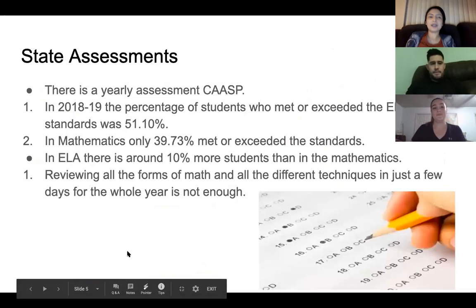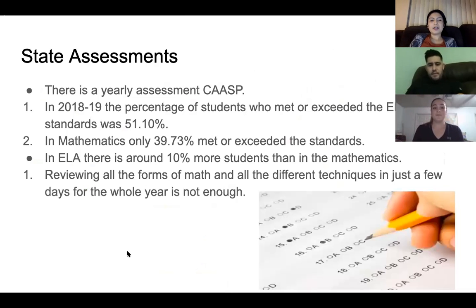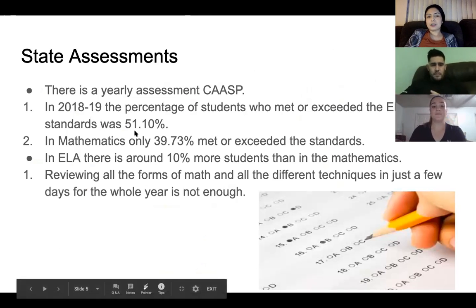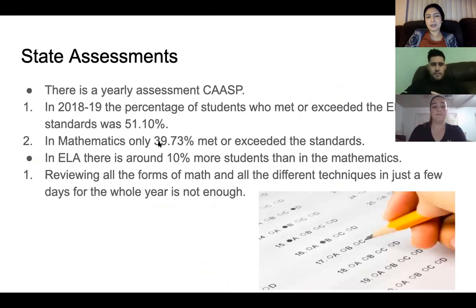Okay, and then another main idea is state assessments. There's a yearly assessment called CAASP. In 2018 through 19, the percentage of the students who met or exceeded the ELA standards was 51.10%. In mathematics, only 39.73% met and exceeded the standards. In ELA, there are around 10% more students than in mathematics.